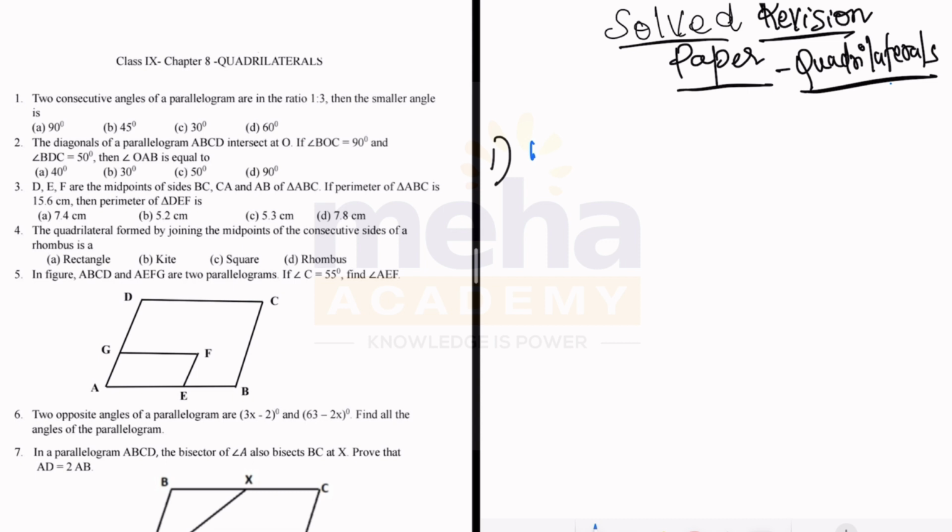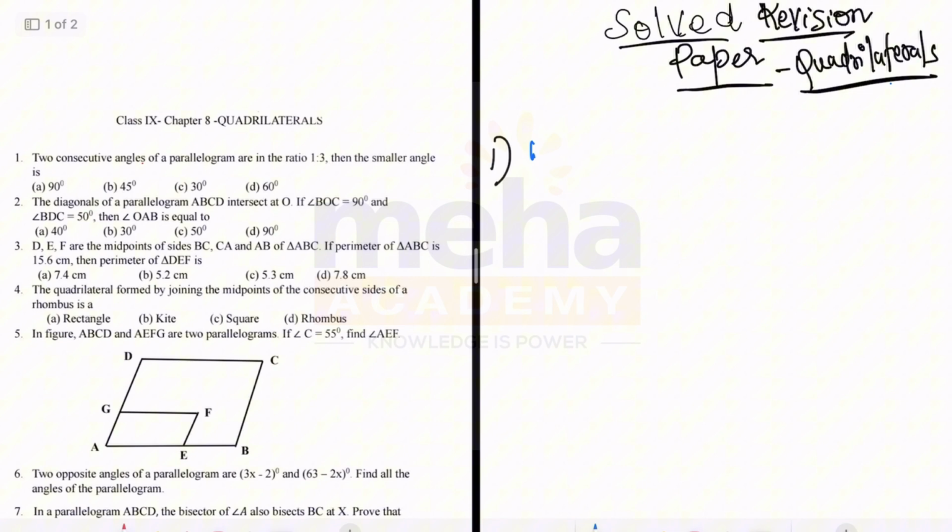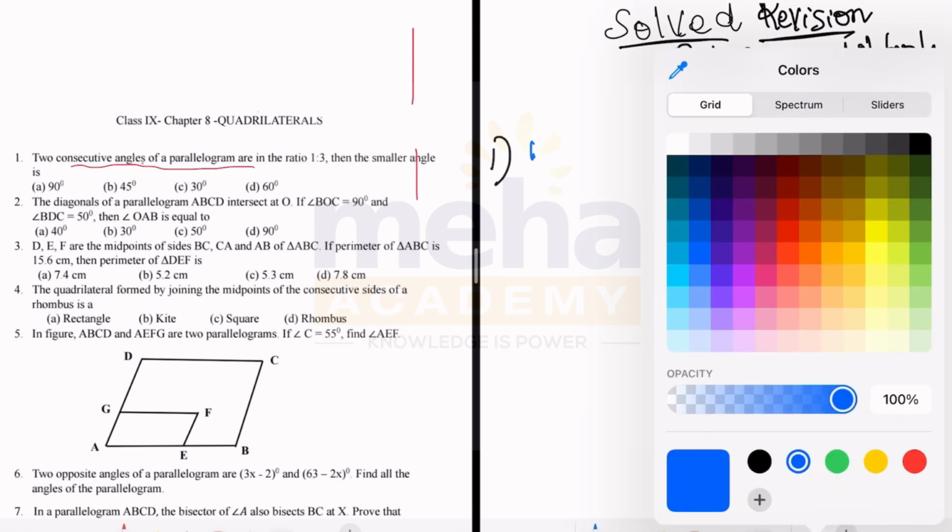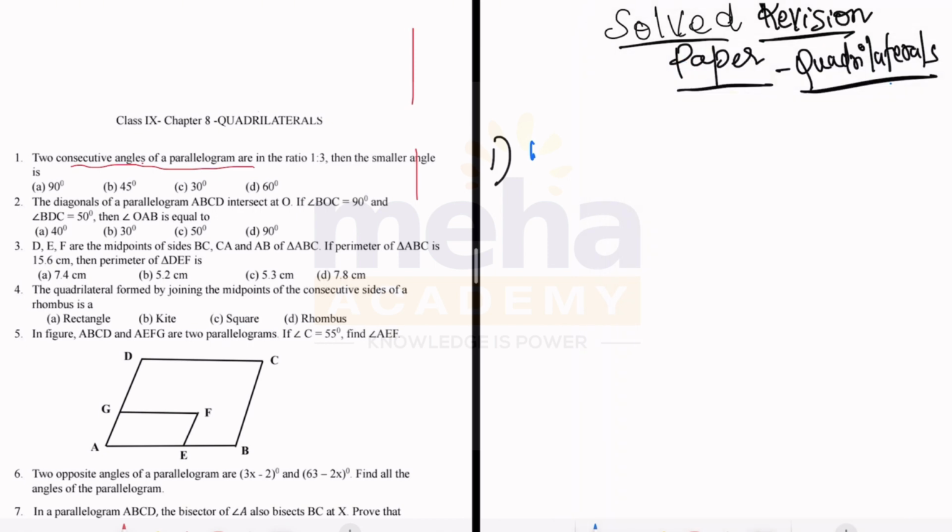Hello children, in this video we will solve this quadrilateral revision paper. The first question says two consecutive angles of a parallelogram are in the ratio 1:3. Then the smaller angle is... So now to solve this, we have to recollect the properties of a parallelogram. We know consecutive angles of a parallelogram make 180.